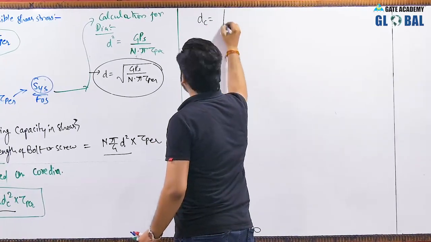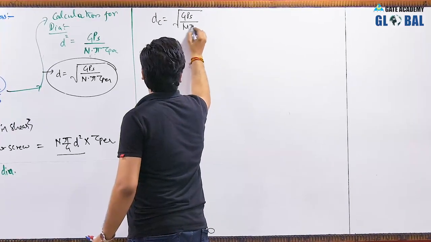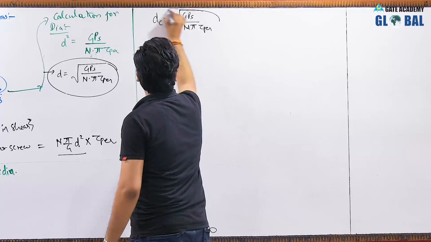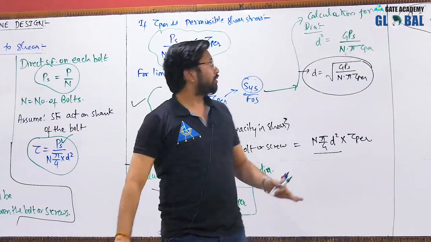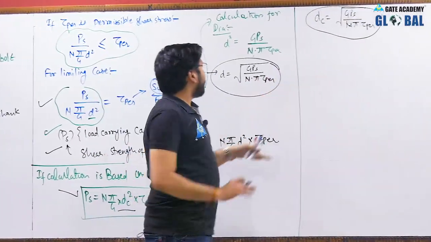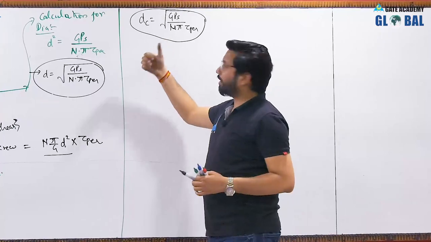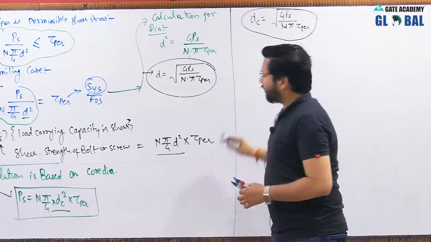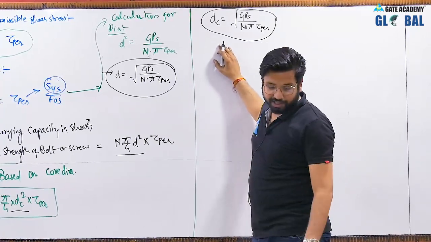So dc will be equal to root over 4 Ps divided by n into tau n into pi into tau permissible. Okay, so you can see the formula is the same, but the answer which we will be getting will be for the core diameter, if you take the core diameter as the portion where the maximum shear stress will be present.